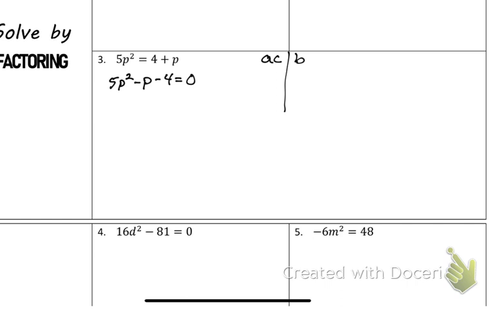Air conditioning says A times C. In this case, my A is my 5. My C is my -4, so that's going to be -20. Beyonce stands alone. That's that number in front of the P. That's going to be a -1.